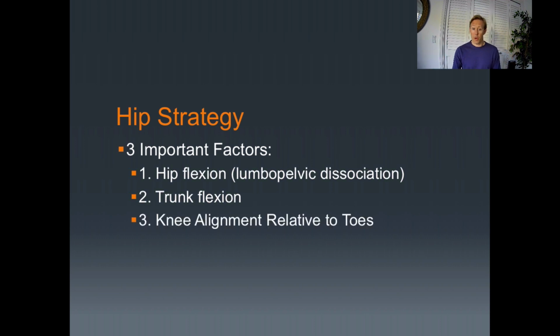And then we're going to look at knee alignment relative to toes, and with the hip strategy, mainly it's going to be that the knees stay sort of in line with the foot. They're not going to translate past the toes. Again, sometimes people see this and they think that knees going past toes is bad. That's not always the case. There are times when we would do that.